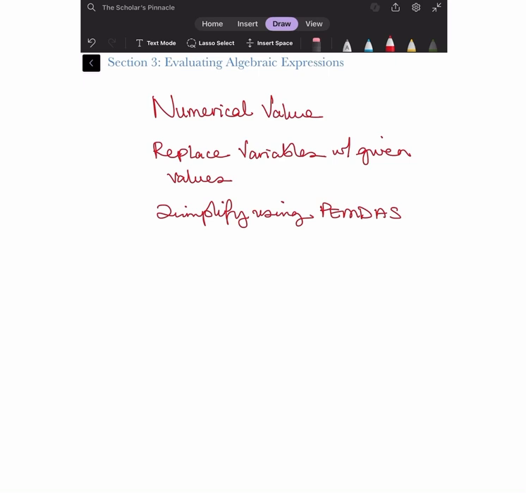Now you might be wondering, what does evaluate mean? In math, it means to find the numerical value of an expression by replacing the variables with given values, and we simplify using the order of operations, which we also know as PEMDAS. Let's take a look at an example to evaluate algebraic expressions to check your understanding.